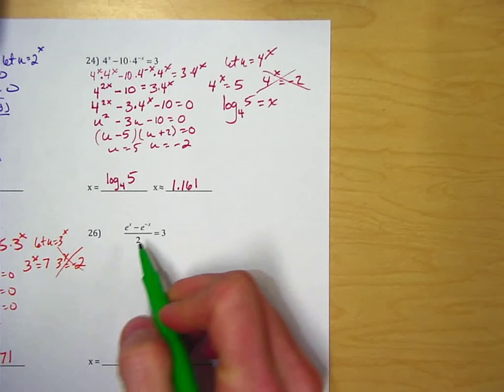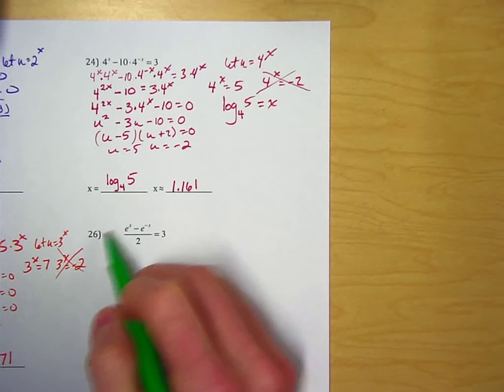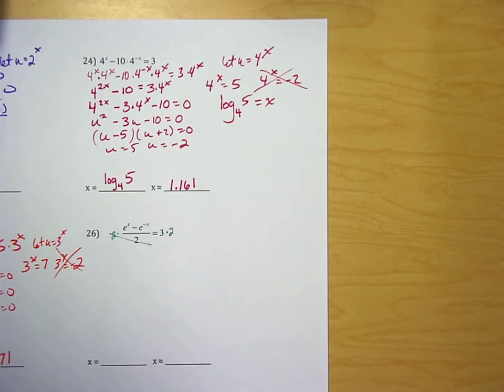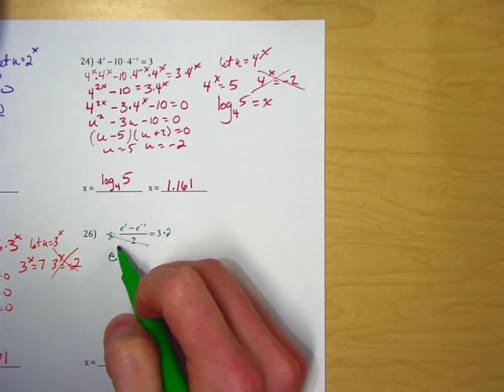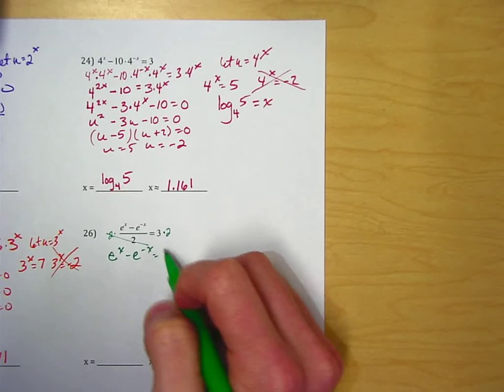All right, now 26 does look different, but it's actually very similar. What we're going to want to do first is remove the fraction by multiplying both sides by 2. So I'm going to multiply this side by 2 and this side by 2. And what happens is that'll go away. So we get e to the x minus e to the negative x equals 6.